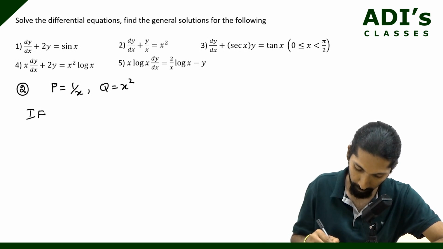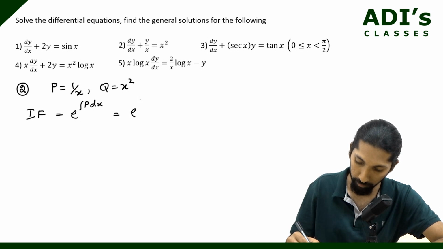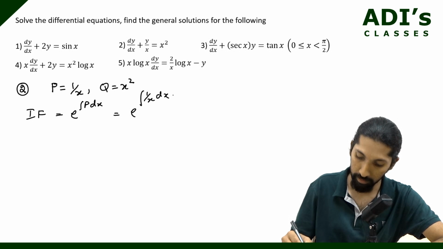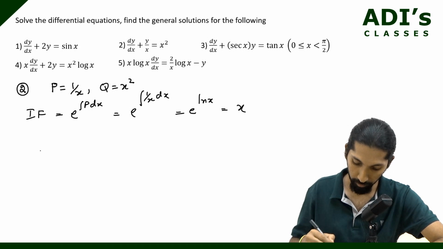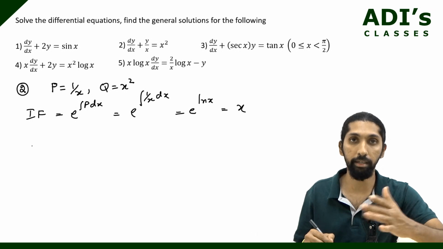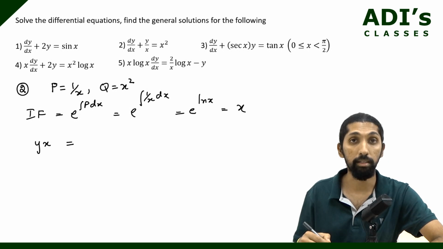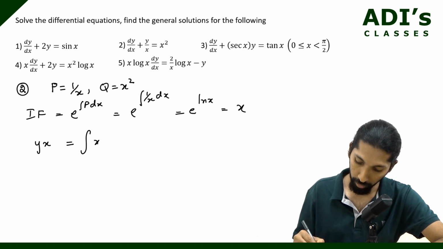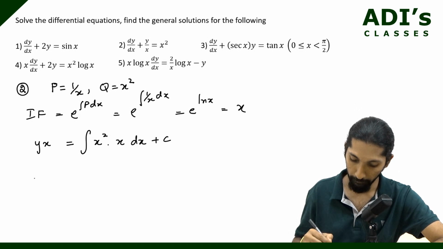So the integrating factor, you have e to the power of integral of p dx, e to the power of integral of 1 by x dx, e to the power of log of x, which is just x. Very, very simple, right? Now, formula: y into integrating factor, y into x is equal to, next is what? Integral of q, x square, into integrating factor dx plus c.